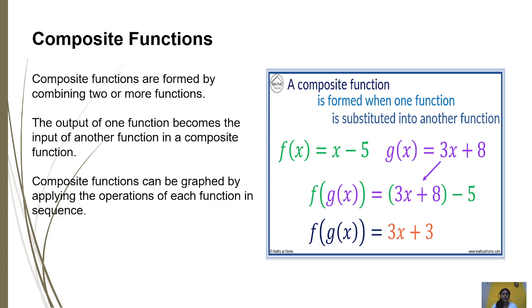For example, f of x is equal to x minus 5 and g of x is equal to 3x plus 8. For f of g of x, in the place of x, we have to substitute g of x, that is 3x plus 8, and then minus 5. So f of g of x will be 3x plus 3.